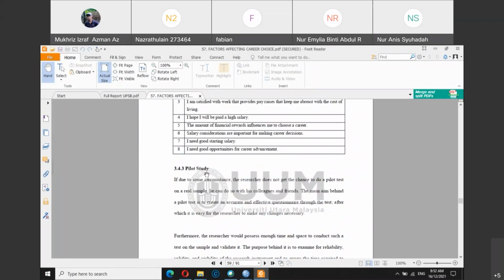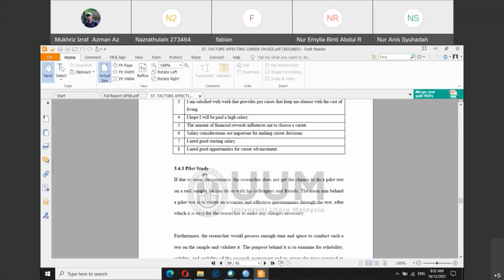Pilot study means in an actual study you need to conduct a pilot study. A pilot study is done before you do the main data collection. It is very common among researchers. A pilot study is basically you send out your questionnaire to a small group of respondents just to see whether your questionnaire can be easily understood, the construct of your questions is good enough and sufficient for you to answer your objectives, and also whether you get consistent answers from the respondents.